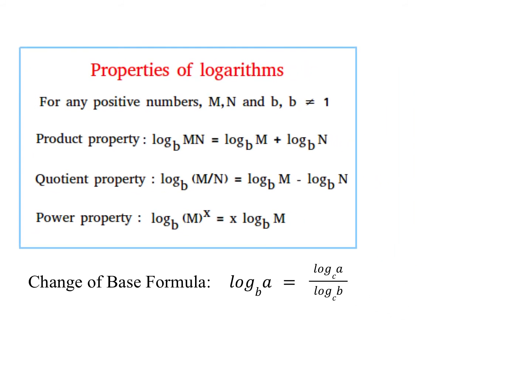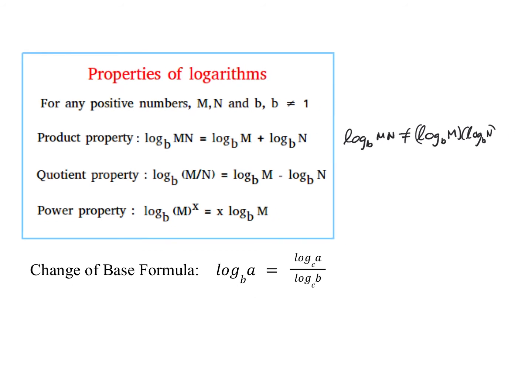So notice that the log base b of m times n is absolutely not equal to the log base b of m times the log base b of n. The product within a logarithm is not equal to the product of two individual logarithms. I also want to point out that for all of these, you can go either way.